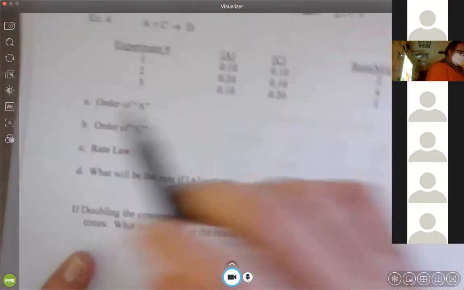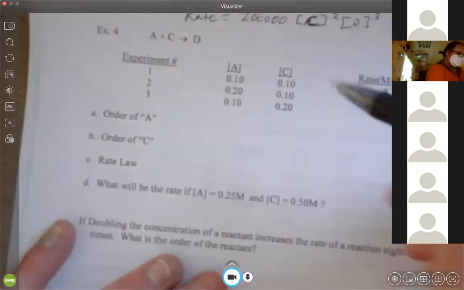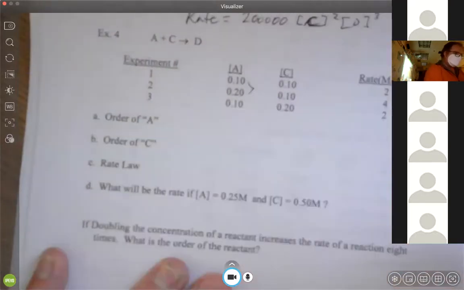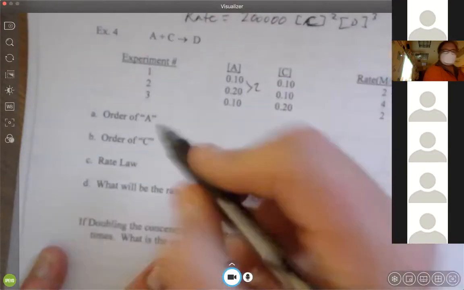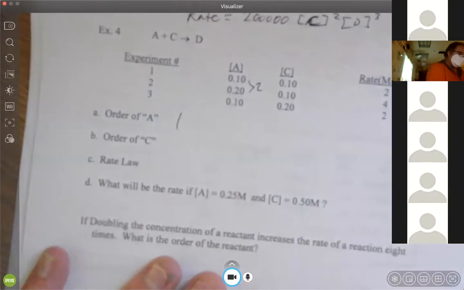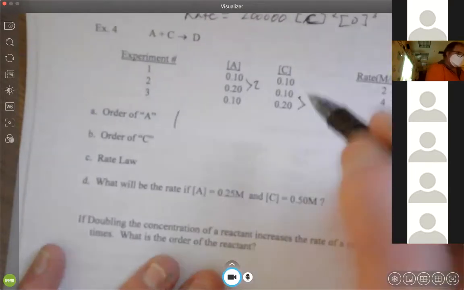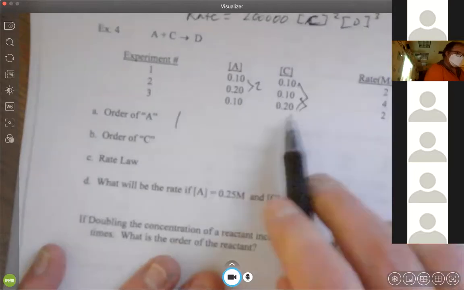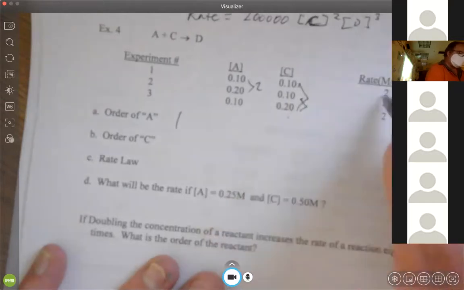Last one. They don't ask for a generic rate law this time. So here, this is doubled. This is doubled, so the order of A is 1. This is doubled. Oh, I can't do that. I have to do 1 and 3, right? This is doubled, and this is 1.